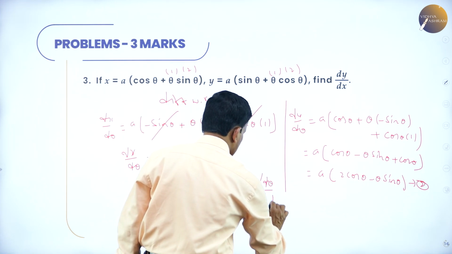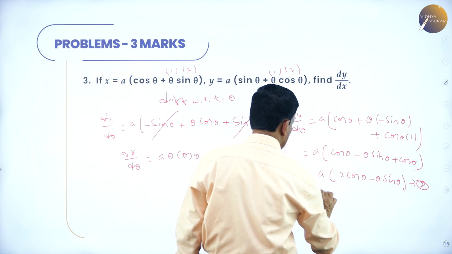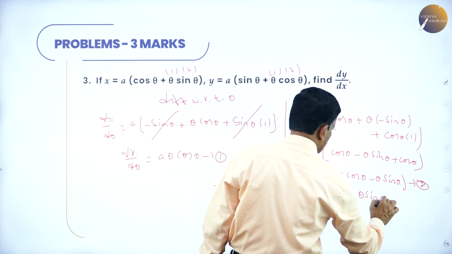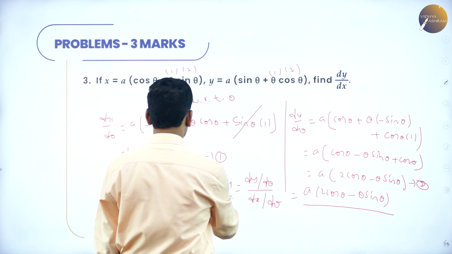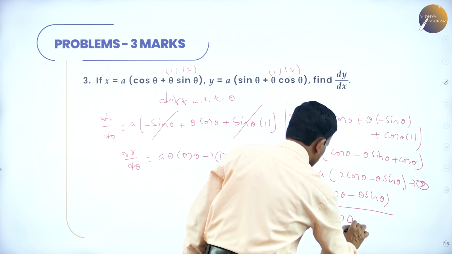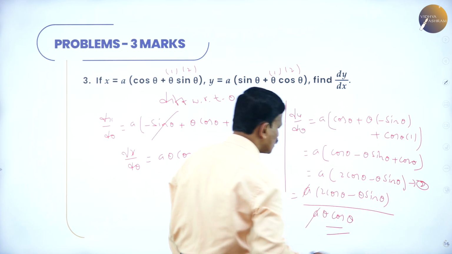So therefore the required answer is dy by dx is equal to dy by d theta divided by dx by d theta, that is a into 2 cos theta minus theta sin theta, divided by, in equation 1, a into theta cos theta. So here a and a get cancelled, and we get the answer.